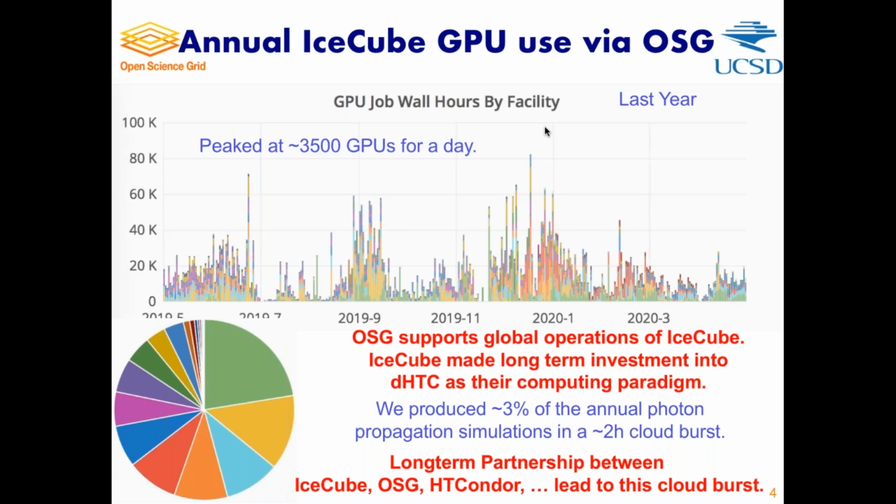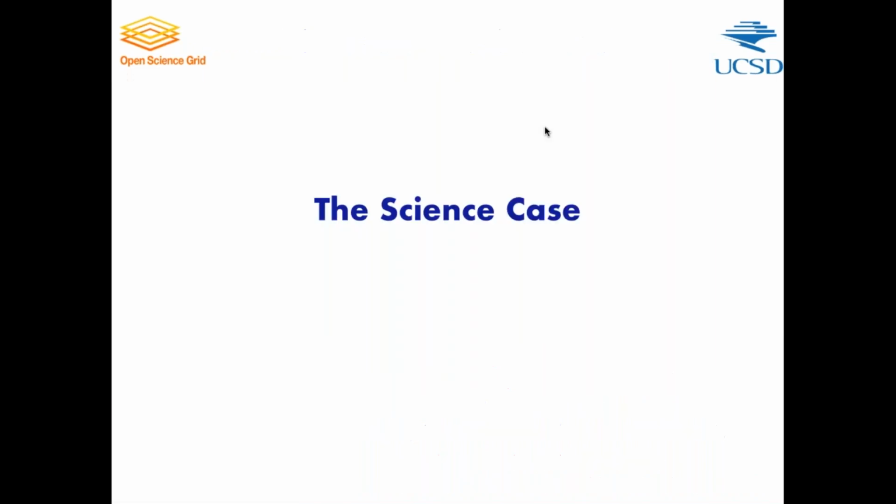In the first burst that I will be talking about, we produced about 3% of the annual photon propagation simulations. I'll explain what that means. In a 2-hour cloud burst, 3% of the total annual production in 2 hours. And the pie chart you see here is the pie chart for annual contribution to IceCube by location. You'll see similar pie charts for the cloud later in the talk, and I'll talk more about that then.